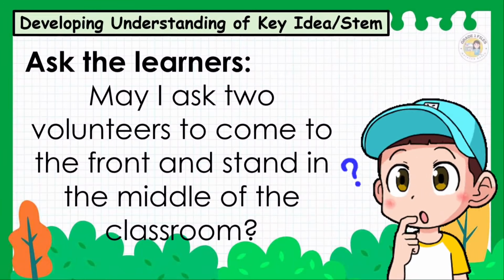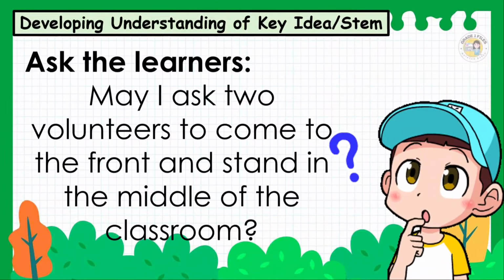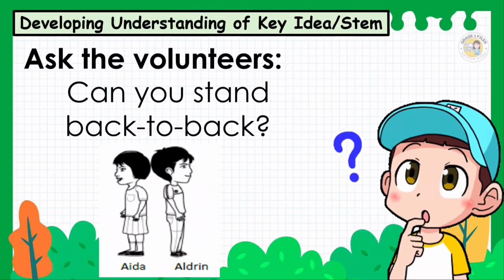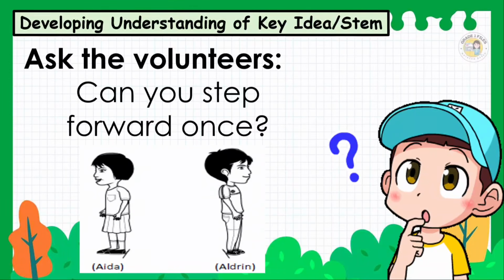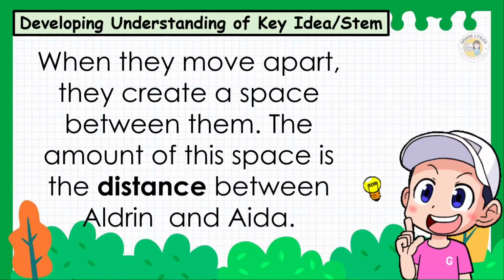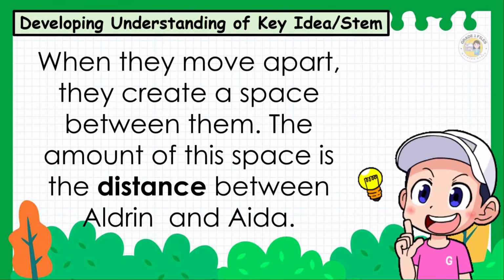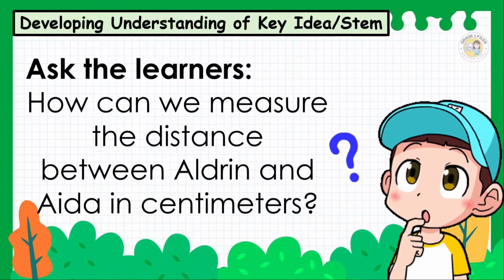May I ask two volunteers to come to the front and stand in the middle of the classroom? Can you stand back to back? Can you step forward once? When they move apart, they create a space between them. The amount of this space is the distance between Aldrin and Ada. Now, how can we measure the distance between Aldrin and Ada in centimeters?